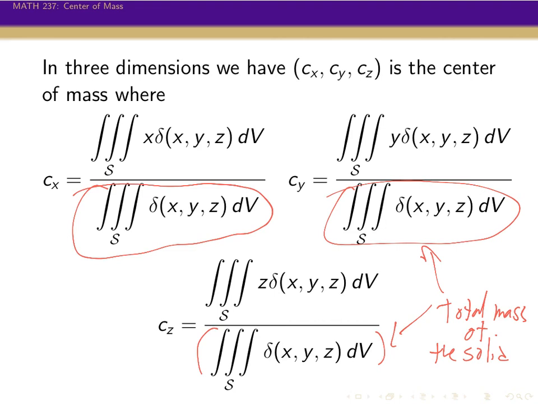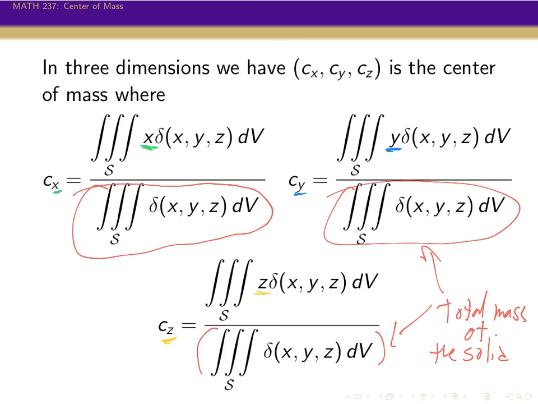And then in the integral on the top, you're always multiplying the density function by the variable in which you're trying to find the coordinate. So to get the x-coordinate, you multiply it by x. To get the y-coordinate, you multiply by y. To get the z-coordinate, you multiply by z. And the derivation is exactly the same.